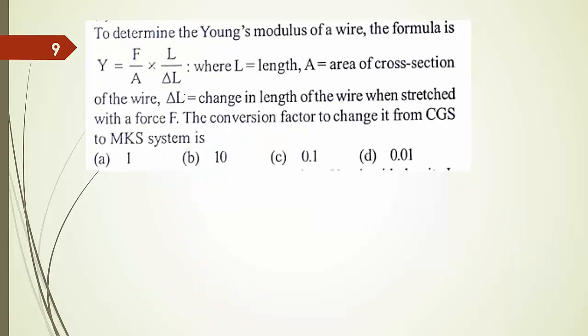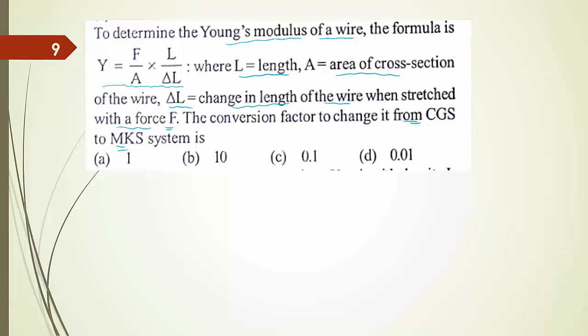Ninth question. To determine Young's modulus of a wire, the formula is Y equal to F divided by A into L divided by delta L. This is the equation for Young's modulus of a wire, where L is length, A is area of cross section of the wire, delta L is change in length of the wire when stretched with a force F. The conversion factor to change it from CGS to MKS is.